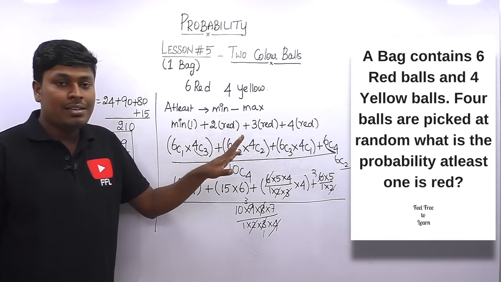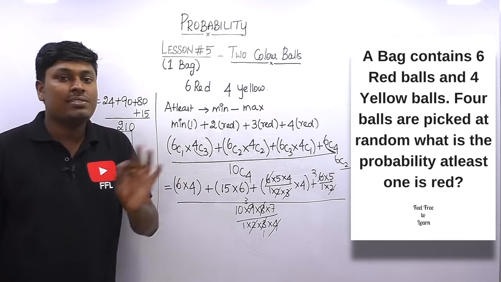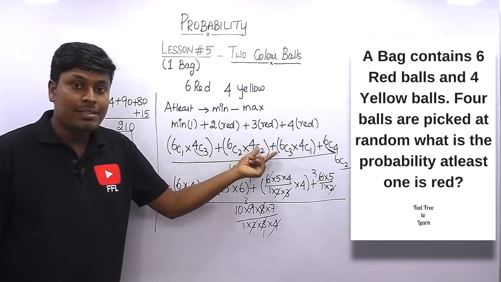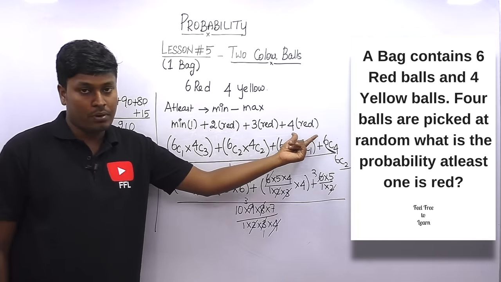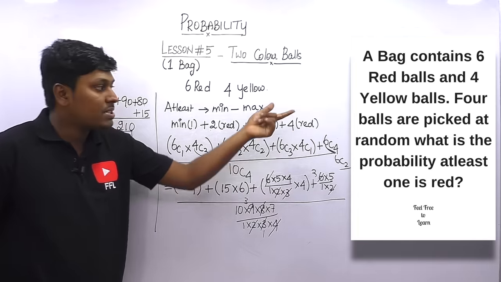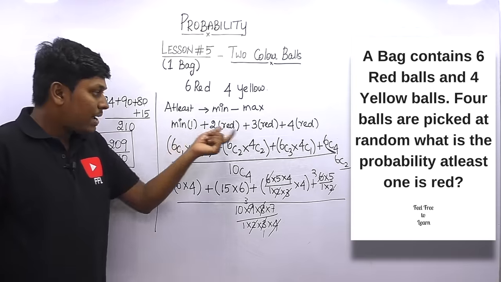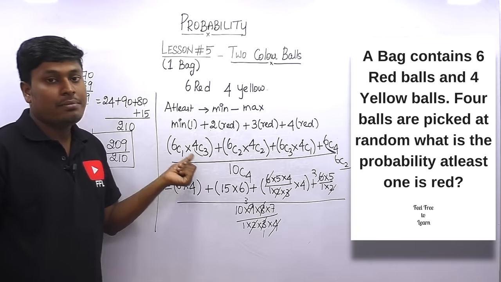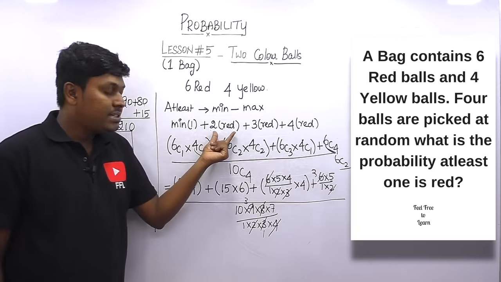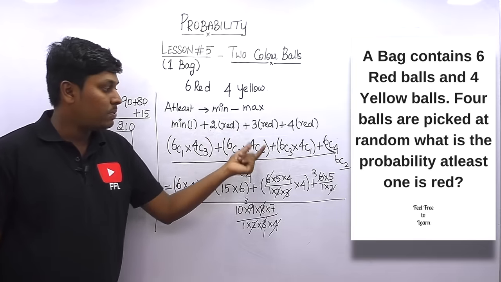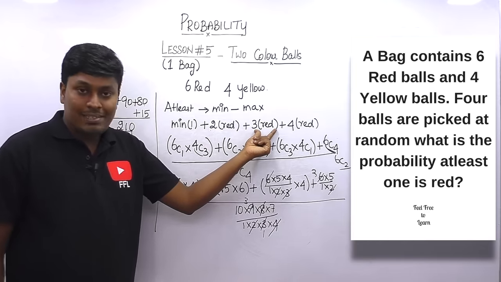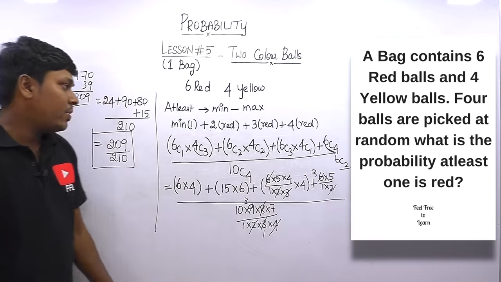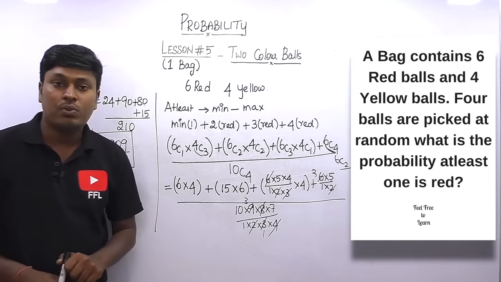So what we actually did: minimum should be one, which is at least one is red. So minimum one, or otherwise it can be two, or otherwise it can be three, or otherwise maximum it can be four. Why did we stop at maximum four? Because our target is to pick only four balls. So after writing this, we have taken condition number one, one to be red, 6C1, remaining will be 4C3. Second condition, two to be red, 6C2, 4C2. The third, three should be red, 6C3, 4C1, maximum four red, right? So finally we got the answer as 209 divided by 210.